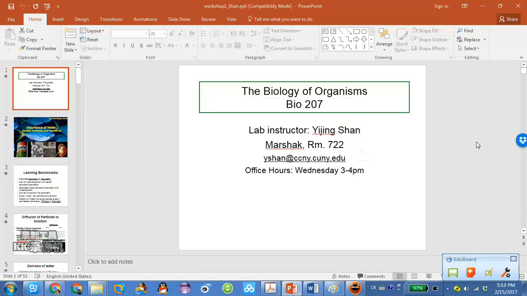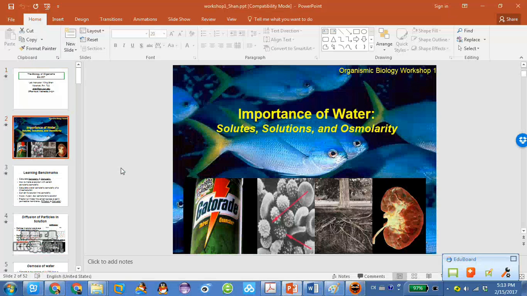The class we missed last week is our first workshop about solutes, solutions, and osmolarity, which in my opinion is a very important one because the following several labs and workshops are related to this one. We can't seem to find a common time that's available for everyone to make up for the class. That's why we decided to combine the first workshop and lab 2 together into this week's class.